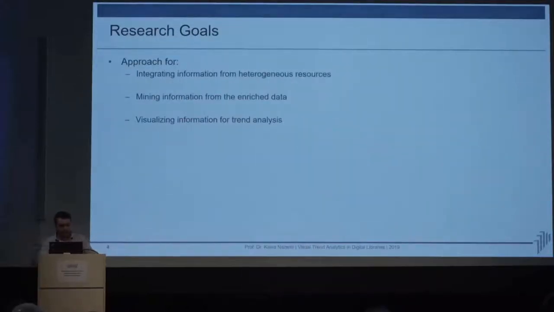The research goal was integrating information from heterogeneous resources and mining information with different mining methods. I will illustrate today only a probabilistic model, but we have already implemented machine learning methods and NLP methods and tried to find out which methods fit best, because word stemming, for example, reduces information when used for text mining algorithms such as Latent Dirichlet Allocation or LSA, and part-of-speech tagging or something like that. These NLP methods can reduce information. And of course, visualizing information for trend analysis and exploration of trends.